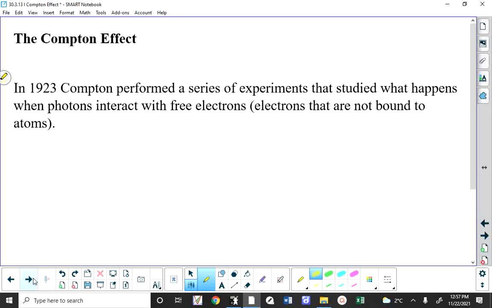In the photoelectric effect, the photons are striking electrons that are not free. They are bonded to atoms. This is an important difference. These electrons are free. They're not bound to atoms. Now, how do we do that?